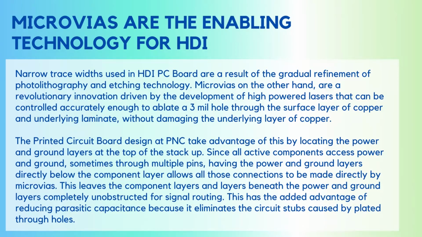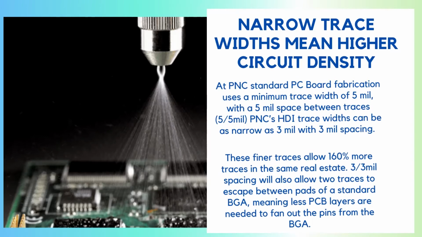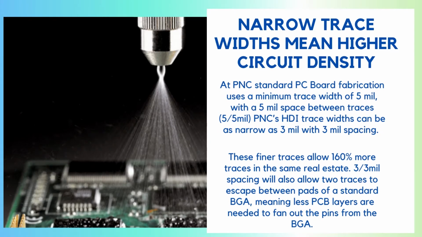This has the added advantage of reducing parasitic capacitance because it eliminates the circuit stubs caused by plated through holes. Narrow trace widths mean higher circuit density at PNC.